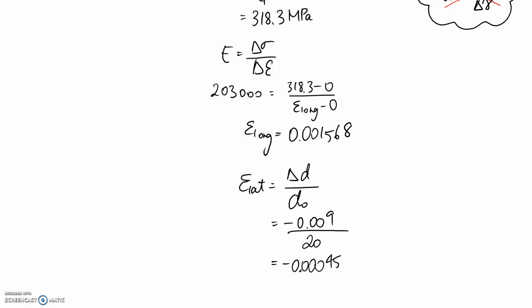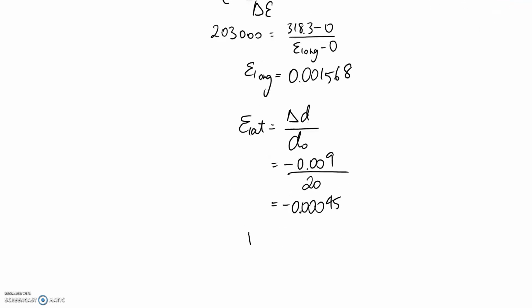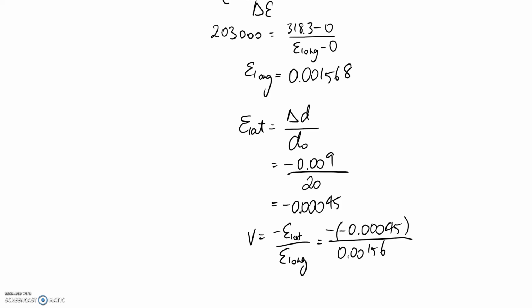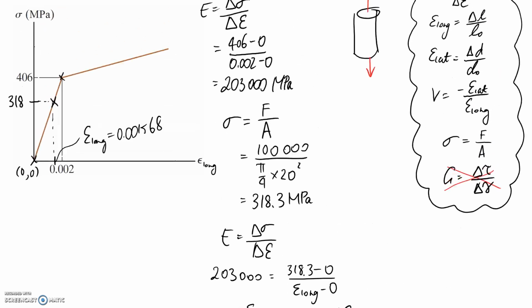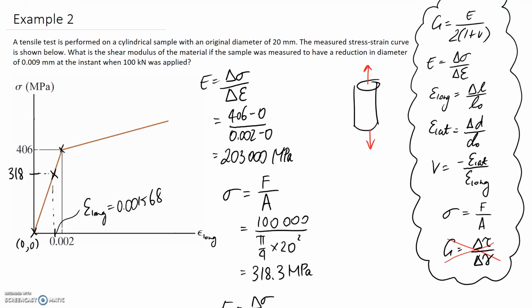So now that we know E long and E lat, we can work out Poisson's ratio. So substituting in, it's going to be the negative of negative, so double negative there. So we end up with a positive answer, and it's about 0.287. So the final step is to convert this into our shear modulus, and we have this equation as discussed. So we've now got everything we need. We can just substitute into it.